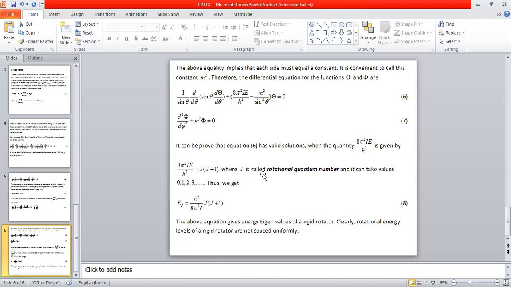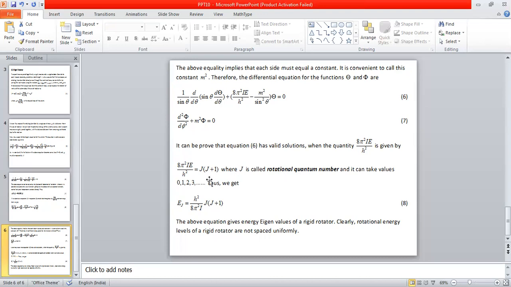And we are calling j the rotational quantum number because it is a quantum number associated with the rotatory motion of the rigid molecule. As I mentioned earlier, we're not going to discuss the solution of this equation completely. We are just mentioning that this equation would give us a proper solution only if this condition is satisfied: 8 pi square IE by h square must be equal to j into j plus 1. j is what we call the rotational quantum number.